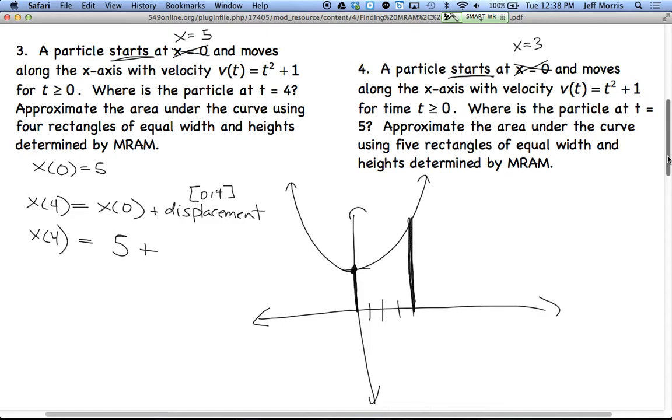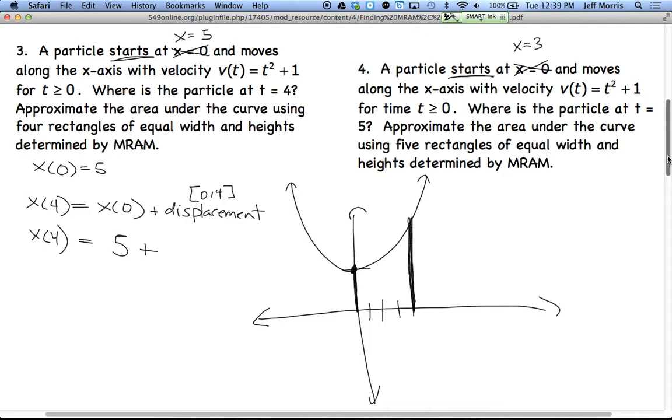It says approximate the area under the curve using how many rectangles? 4 rectangles of equal width. That's important because they don't always have to be equal width. In fact, the definition of a Riemann sum says they don't have to be equal width, because if the number of rectangles approaches infinity, even if they're equal width or not, those widths are going to approach 0 and you're going to end up with the area under the curve anyways. And I'll talk about that more tomorrow.